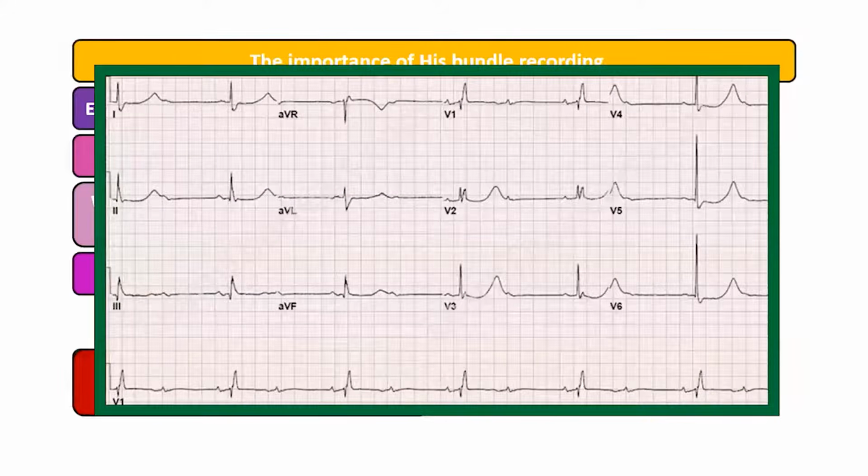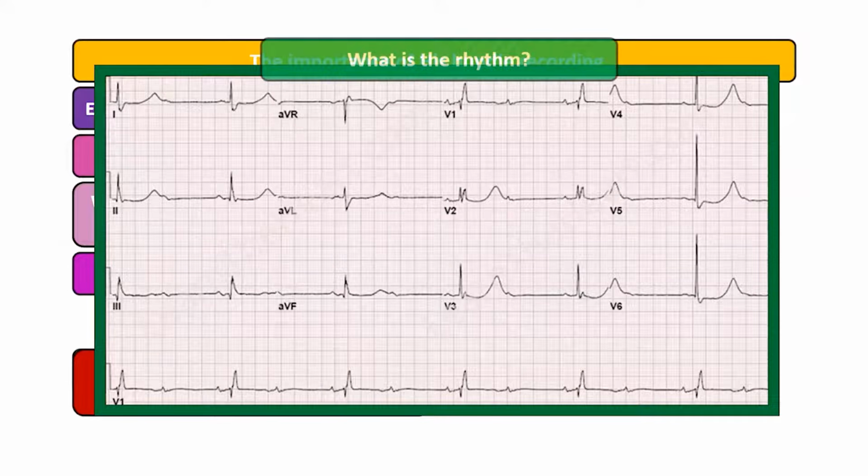Now what about this ECG? Pause the video and tell me what the rhythm is.